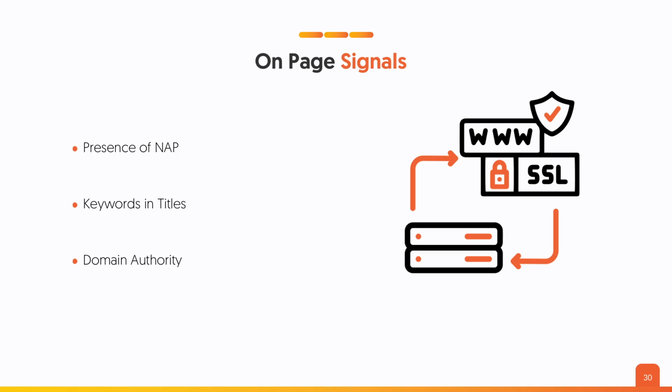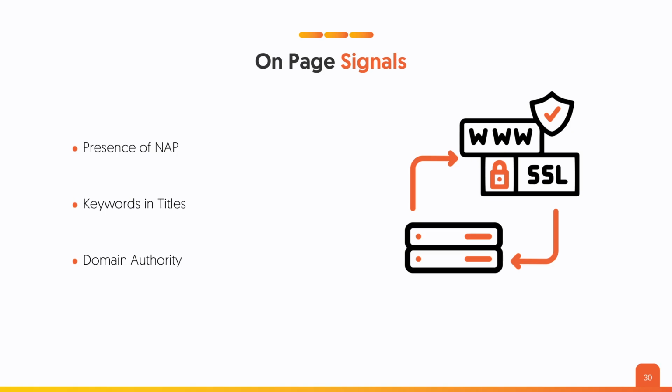So if you go to neilpatel.com/SEO-analyzer and put in your URL there, it'll tell you what you need to fix from an SEO standpoint to be optimized and friendly. Some other on-page signals: your name, address, phone number needs to be there.